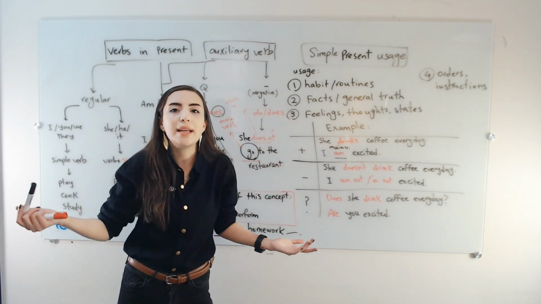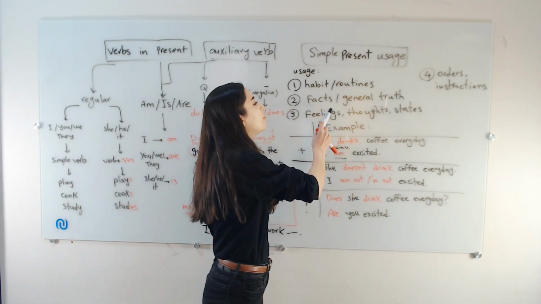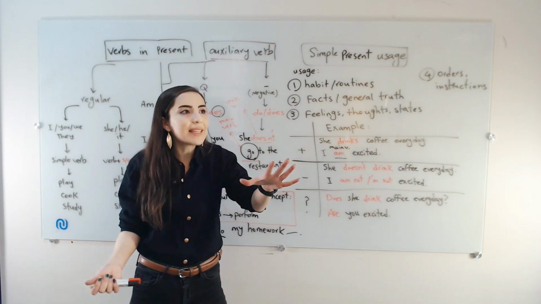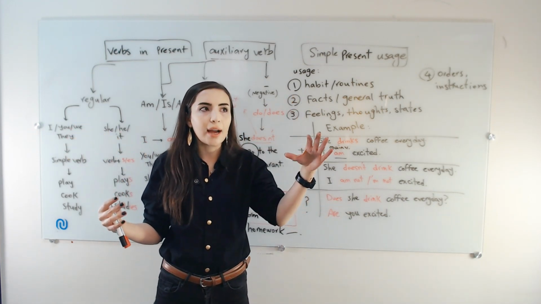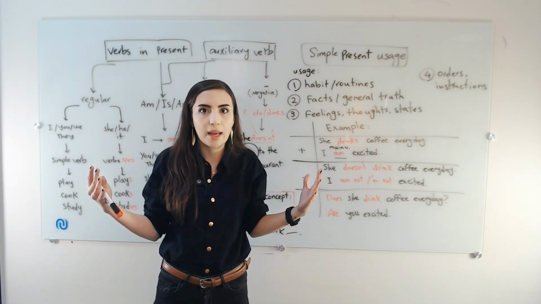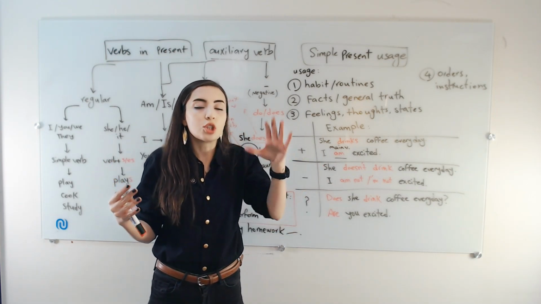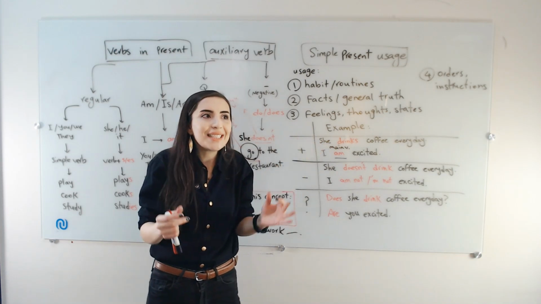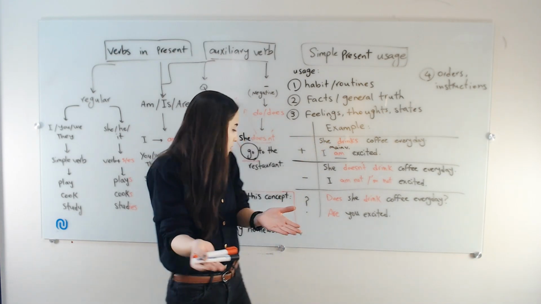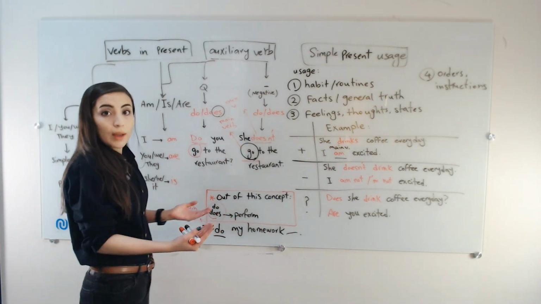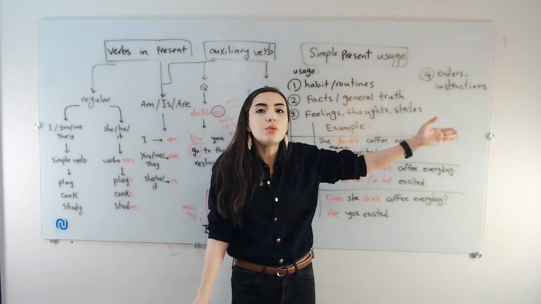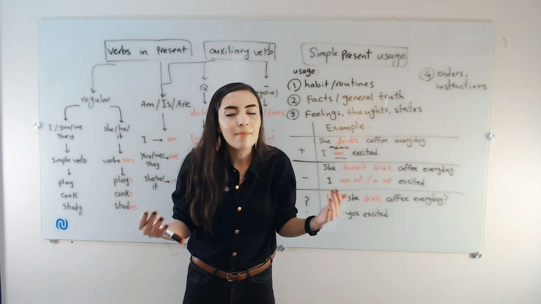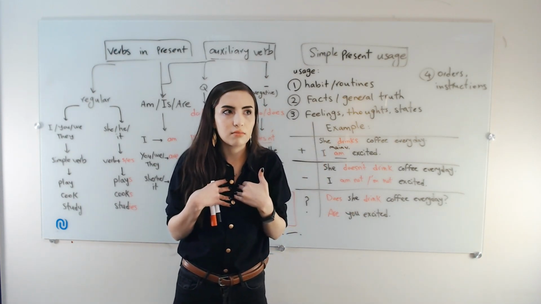It's your normal basis. Number 2, facts or general truths. For example, we have accepted that the sky is blue. Generally speaking, scientifically speaking, the sky is blue. So this is simple present. You see, is is in here. We are using simple present. Why? Because it's a fact. It's a general truth. It's a scientific thing that we have accepted to be true.